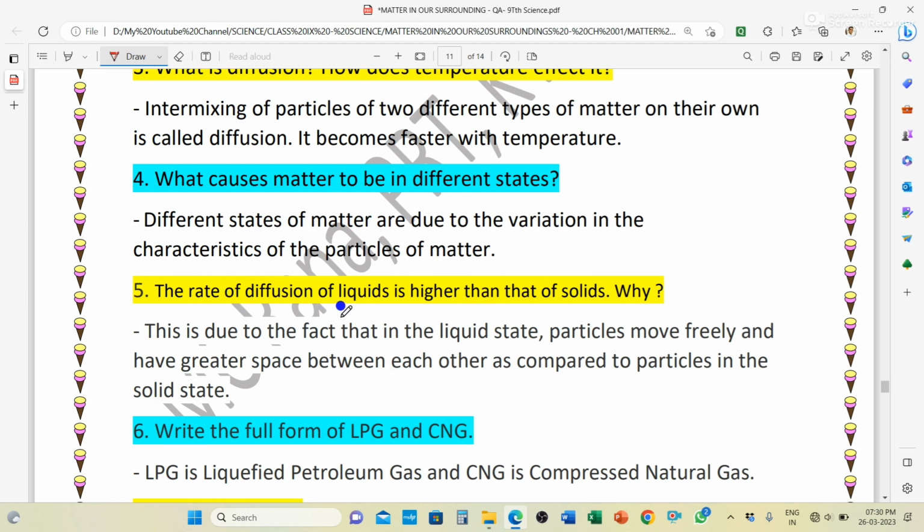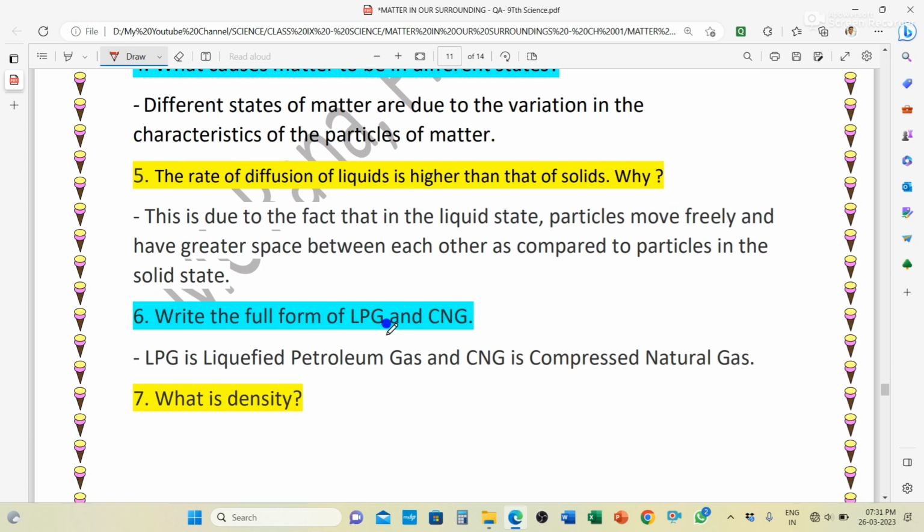The rate of diffusion of liquids is higher than that of solids. Why? This is due to the fact that in the liquid state, particles move freely and have greater space between each other as compared to particles in the solid state. That's why rate of diffusion in case of liquids is higher than that of solids.